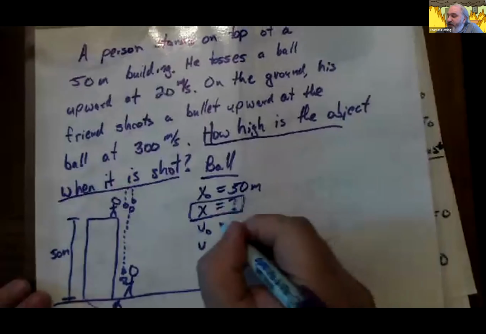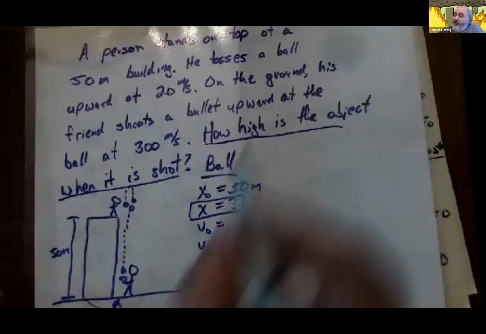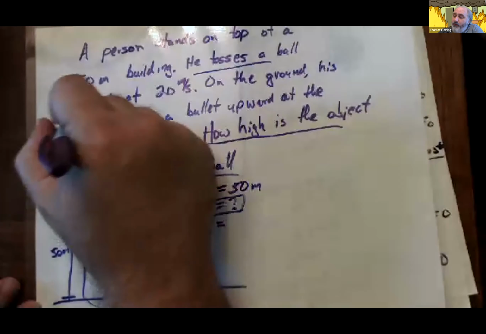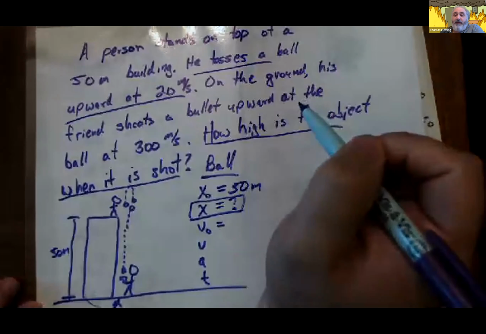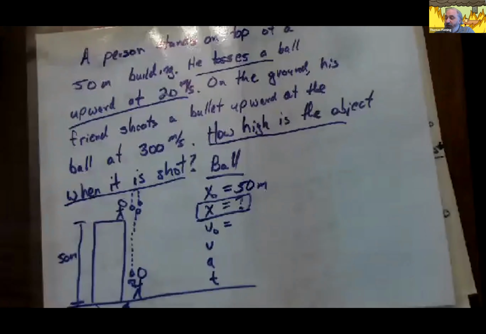Now, the initial velocity of the ball, do we know what that is? Is it 0? It's not 0. No. Because in the problem, it says the person tosses the ball upward at 20 meters per second. The moment that guy throws the ball, it leaves his hands traveling up at 20. So that's my starting velocity.